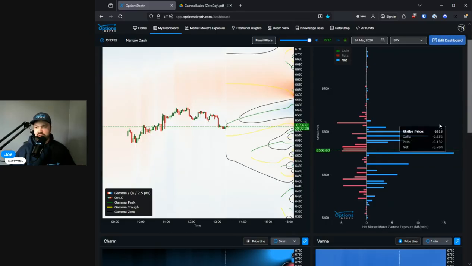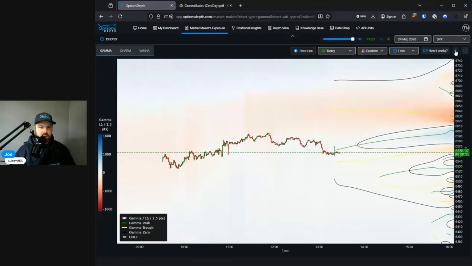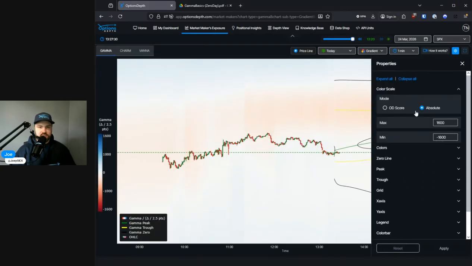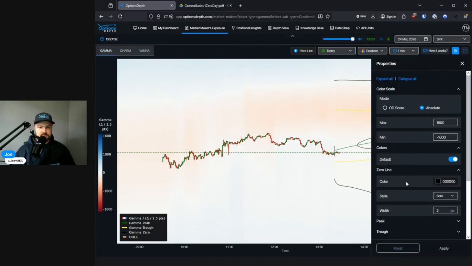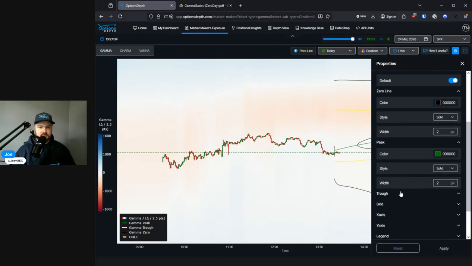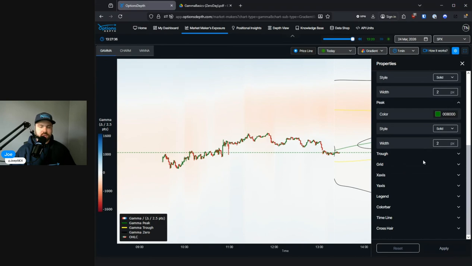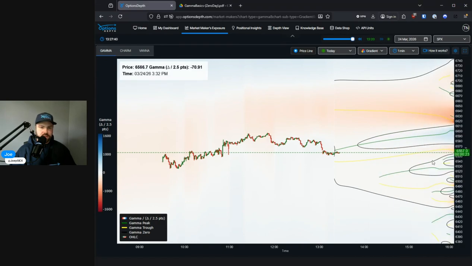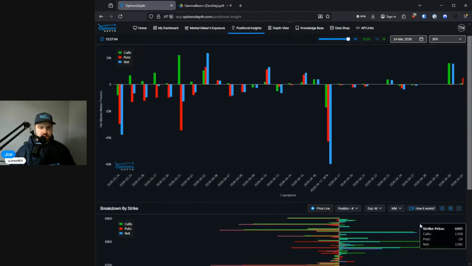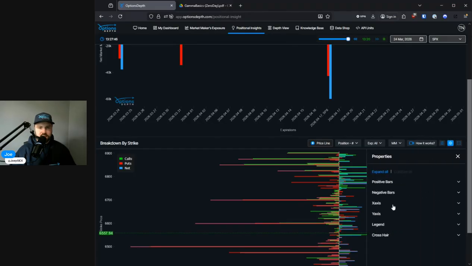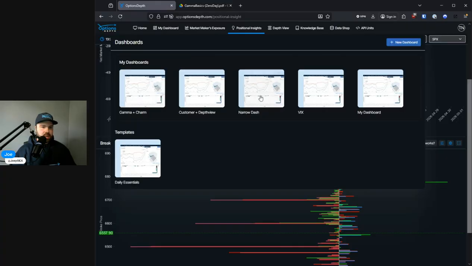If you want to change all of your colors, you're just going to go into market maker exposure here, and then you're going to go here and you can change your color scales. Peaks, troughs, you can change all your colors. You have to do it in market maker exposure, and you can adjust it any way that you want. And if you want to change the positional insights like I did, you'd go in here, go down below, and adjust those here. Change your colors any way you want, which is the beauty.